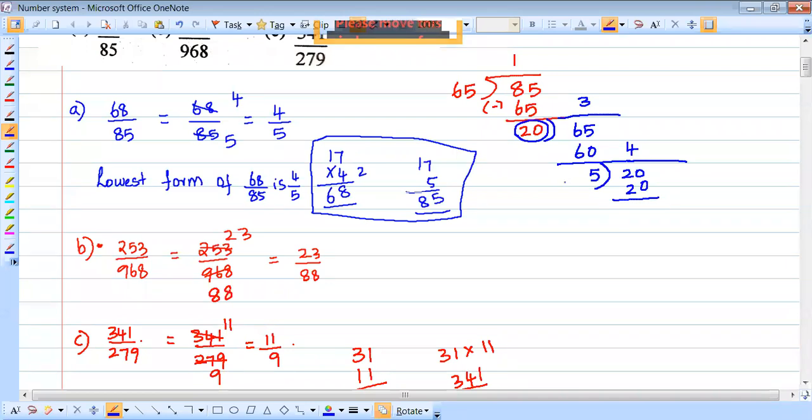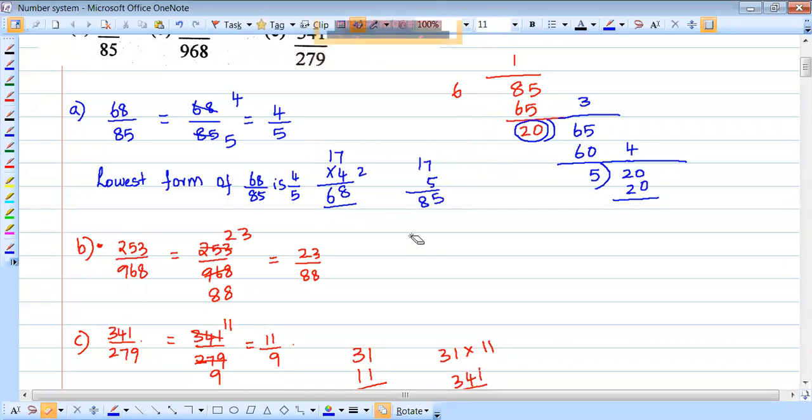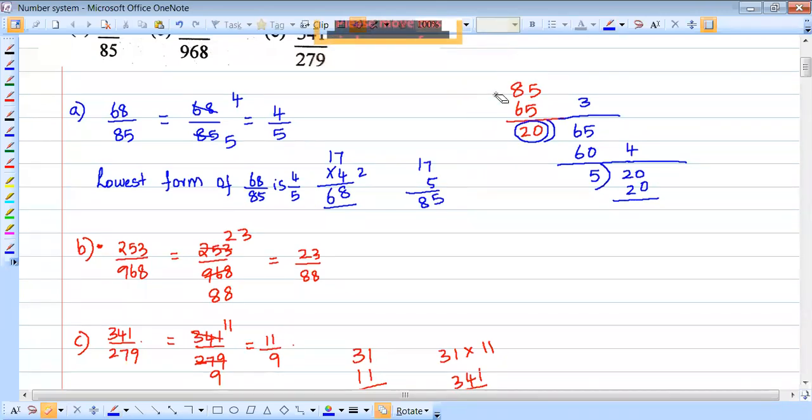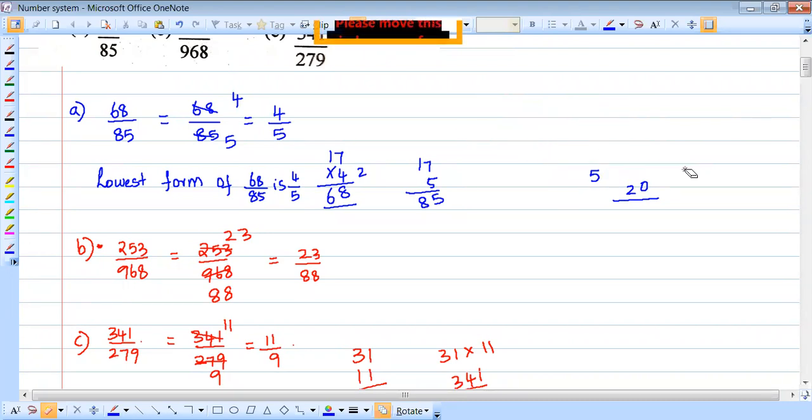Oh, I made a small mistake. Actually, that number is 68, not 65. Thank you, someone reminded me. I think that is why the answer was not coming. So let me redo it one more time. I'm sorry for that. The actual number is 68, not 65.